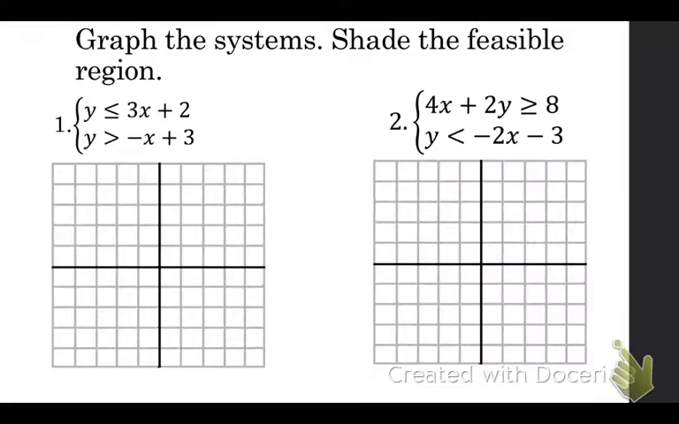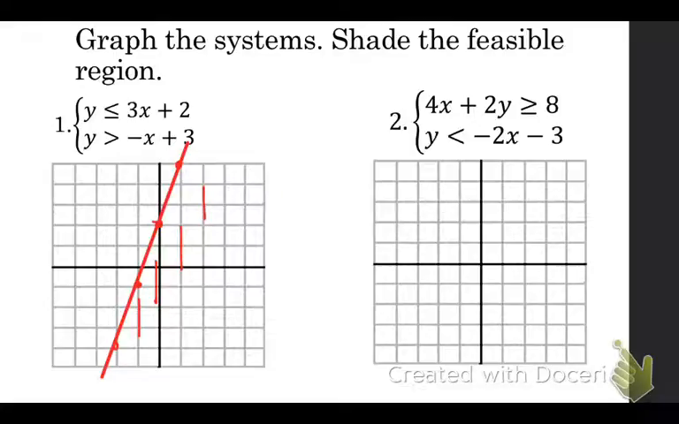Okay, so let's graph the following inequalities and look at where their shaded regions overlap. So I'm going to do y is greater than or equal to 3x plus 2. So this is going to cross at 2, and it has a slope of 3, so we rise 3, run 1, down 3, left 1, down 3, left 1. This would be a solid line because it's equal to, and then it says y is less than or equal to, so this would be shading below the line.